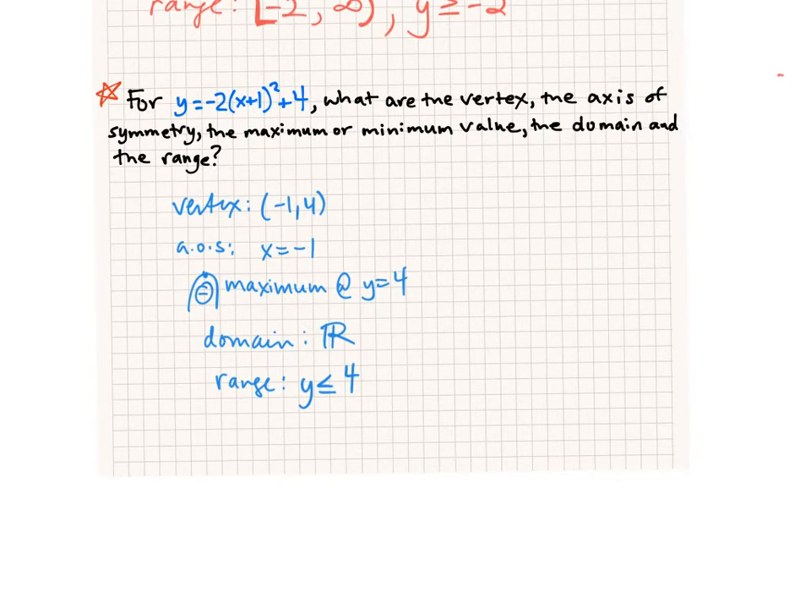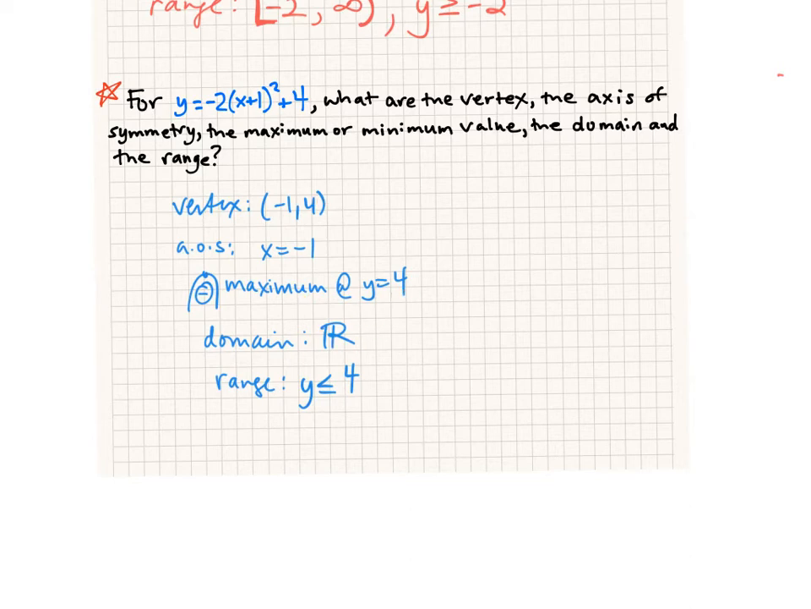Okay, so here our vertex is -1, 4. Remember, change the sign on the number that's next to the x. And then the axis of symmetry is always x equals whatever this x is, -1. Then you need to figure out if it's a maximum or minimum. Since this is negative, it goes down. So that means we have a maximum, and that is at this number here, y equals 4.